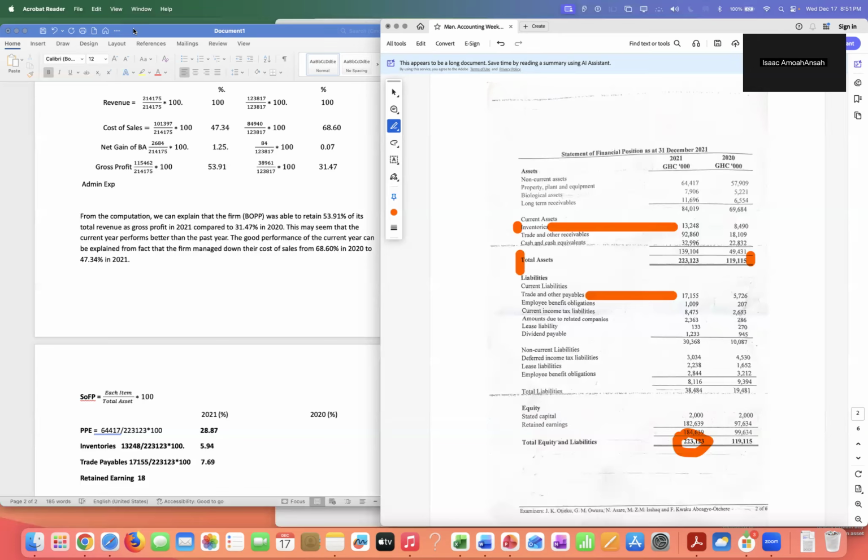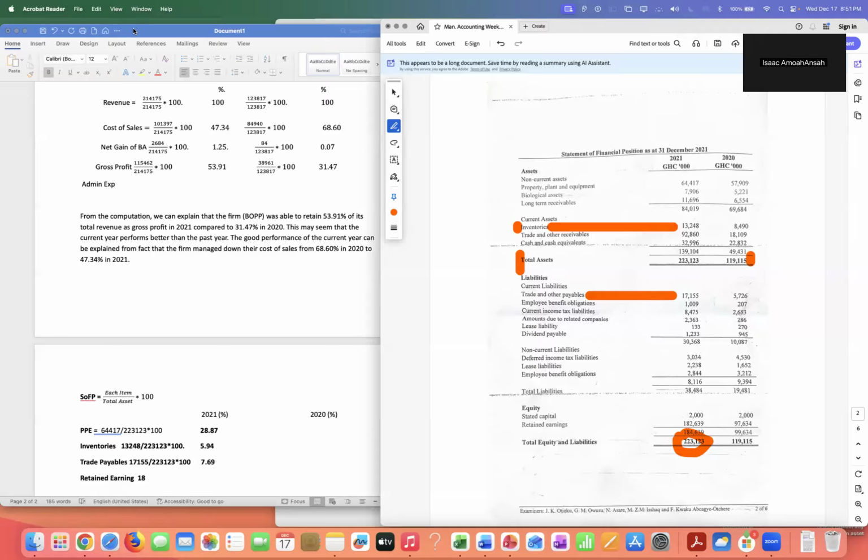In trade payable too will be a bit of an issue. Maybe you could say that 7% of your total assets came from trade payables, right? Okay. It came from them. Assets that you are controlling, 7.69% of it was from trade payables, right?